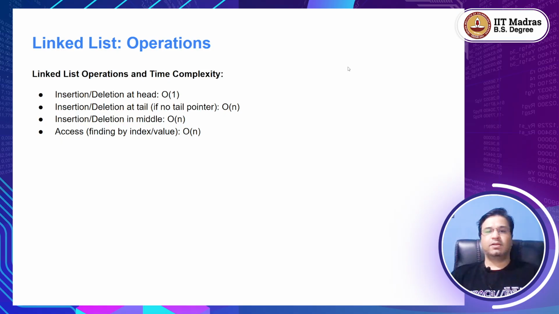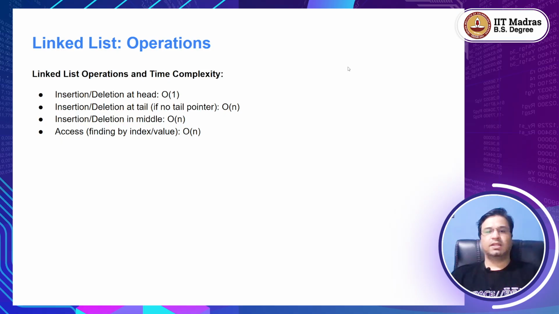Accessing an element by position or value. To find the kth position element or an element with a specific value, you have to start at the head and traverse the list, one node at a time, following the pointers until you reach your target. In the worst case, you might have to visit every one of n nodes. This makes access a big O(n) linear time operation.